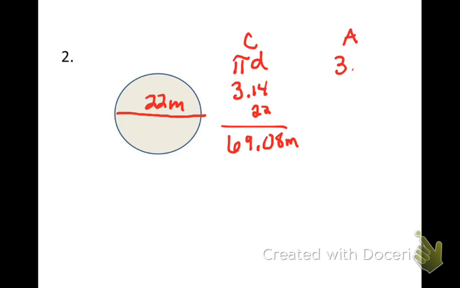Area, 3.14. Then you ask yourself, what is the radius? Well, the radius is 11, and then you have to square 11, which would give you 121. So when you multiply that, you're going to get 379.94. And again, label it meters squared. If we're rounding, 379.9.